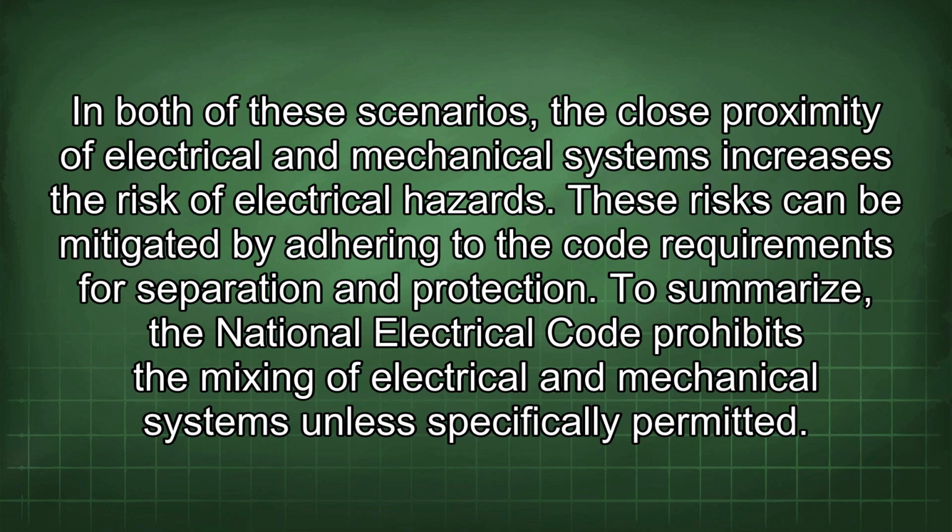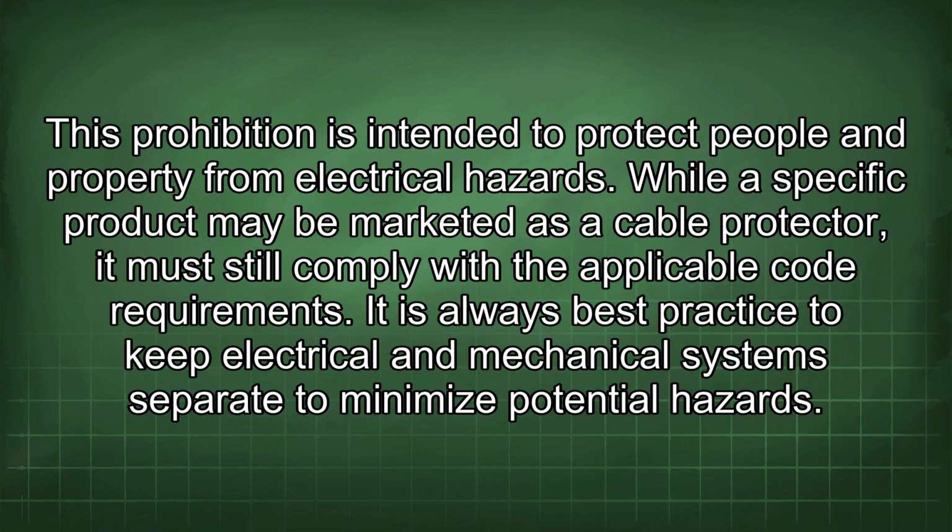These risks can be mitigated by adhering to the code requirements for separation and protection. To summarize, the National Electrical Code prohibits the mixing of electrical and mechanical systems unless specifically permitted. This prohibition is intended to protect people and property from electrical hazards.